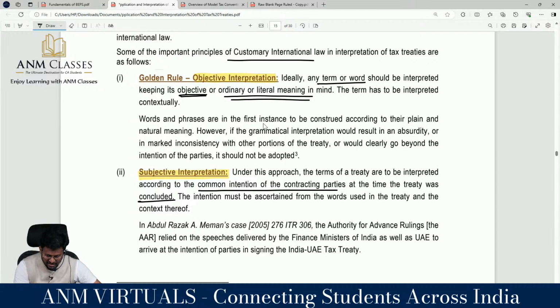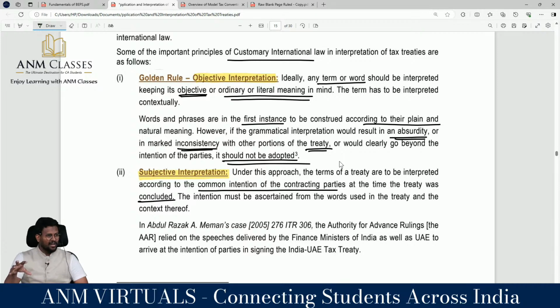Words and phrases are in the first instance to be construed according to their plain and natural meaning. However, if the grammatical interpretation would result in absurdity or in marked inconsistency with the other portion of the word, or would clearly go beyond the intention of the party, it should not be adopted. Right? What the golden rule is saying is that whenever you interpret a treaty, give dash interpretation.